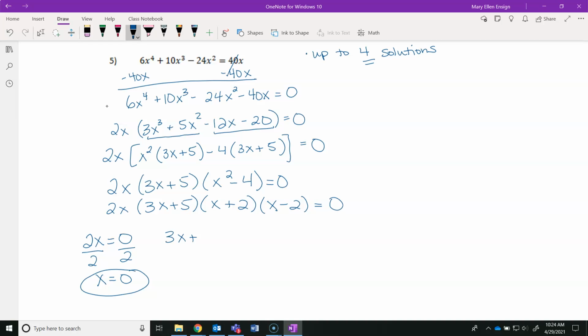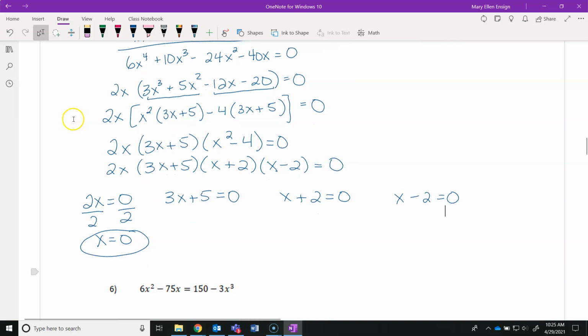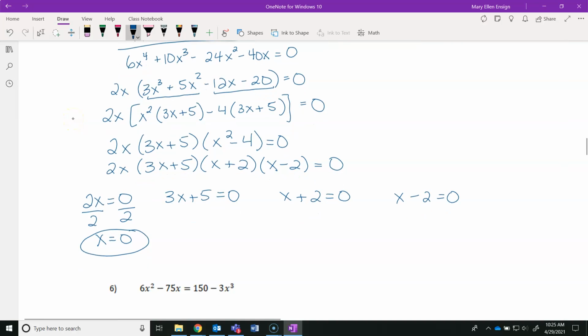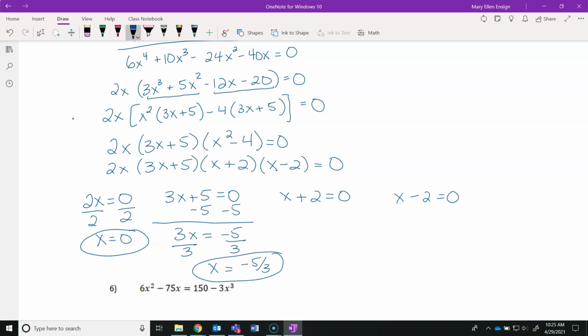Or 3x plus 5 could be 0. Or x plus 2 could be 0. Or x minus 2 could be 0. So let me go ahead and solve each of these. Now this next one is the first case where our solution is not going to be an integer. And I can tell that because I'm going to subtract this 5, and then I'm going to divide both sides by 3. So x equals negative 5 over 3.